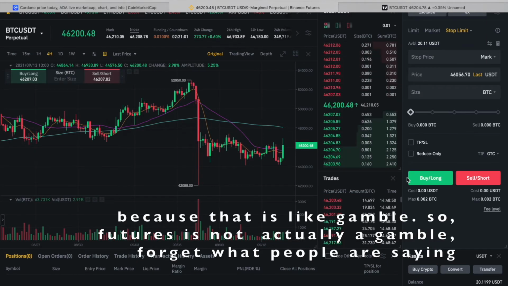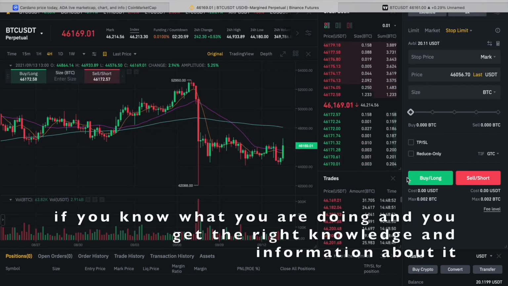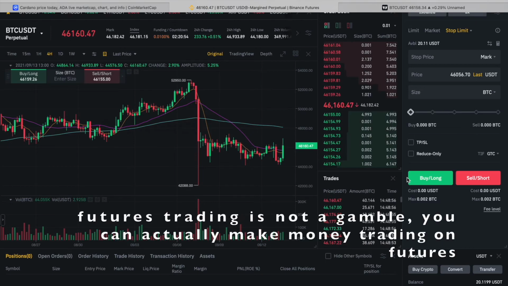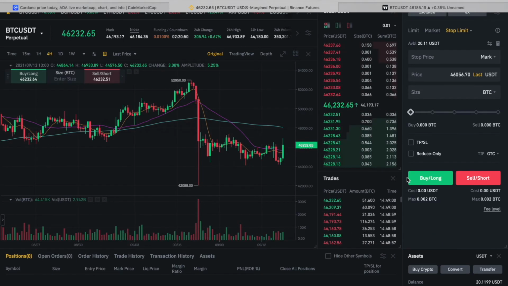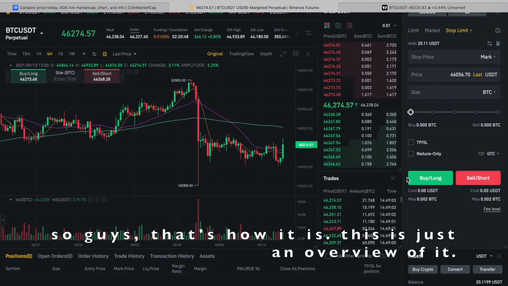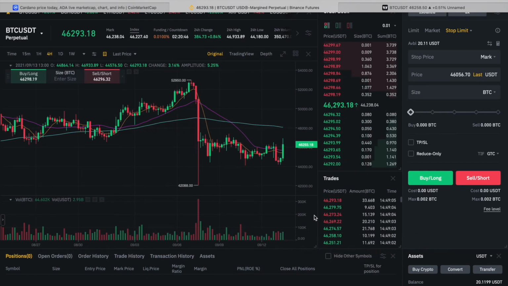So forget what people are saying. If you know what you are doing and you get the right knowledge and information about it, futures trading is not actually a gamble. You can actually make money trading futures. So guys, that's how it is. This is just an overview of it.